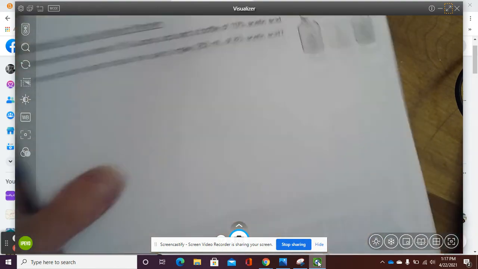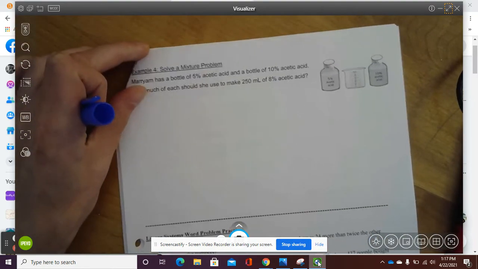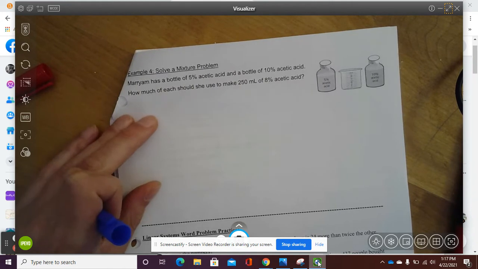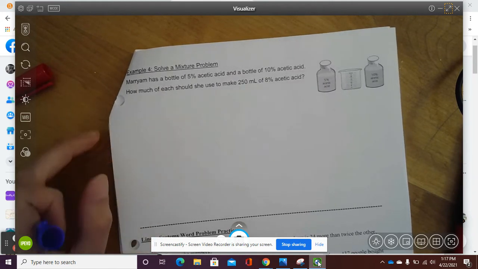The last type of problem we're going to look at is a bit of a chemistry problem. I don't know if you're taking science this quad, you can ask your science instructors if they actually have to do this.